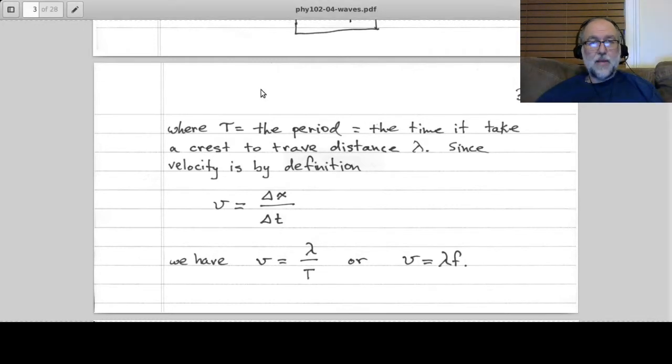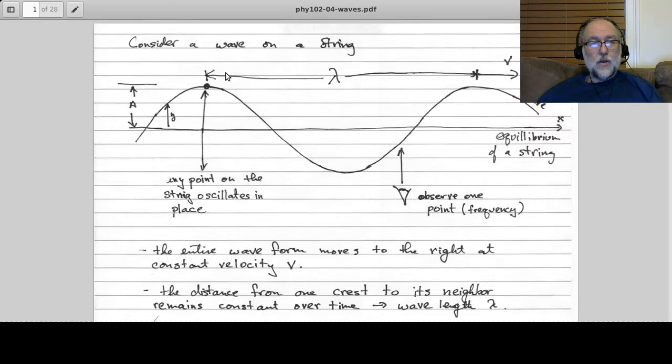Let me go back to the diagram. This might help. Suppose we've got this crest here and this crest here at t equals 0, and remember the whole thing is moving. Now we say, okay, let it evolve. This crest is going to travel all along here until it gets to there. How far did that crest travel? Well, that crest traveled the distance lambda by definition. How long did it take to travel from there to there?